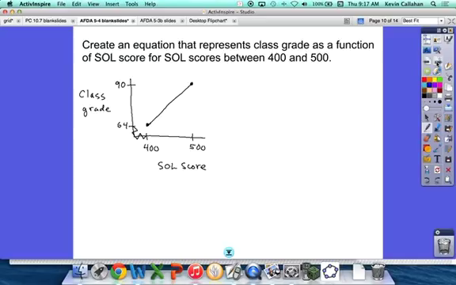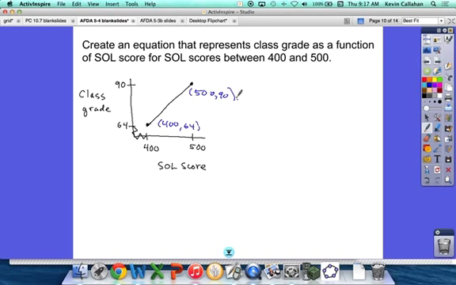What's the minimum passing score for the SOL? 400. What's the minimum passing score in the class? 64. And I'm using the beginning of pass advanced as the beginning of an A, right? So 500 is pass advanced on the SOL. 90 is an A in our grading scale. So I'm going to use those 2 points, right? Here we go. 400, 64, and 500, 90.